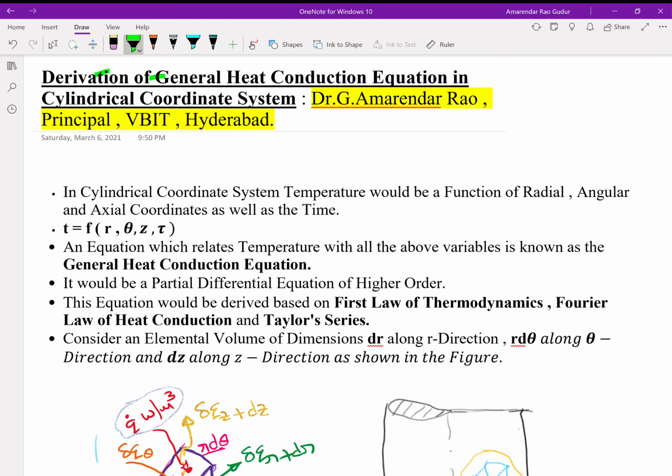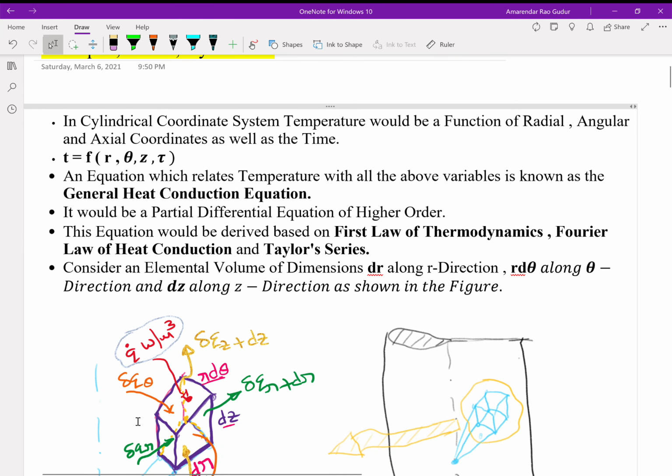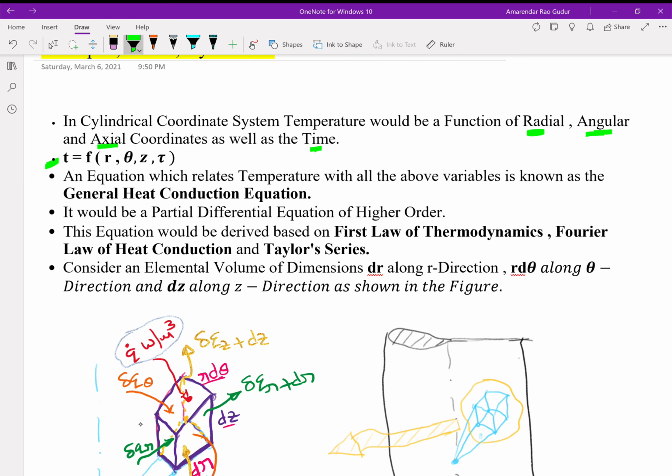As you are aware, in cylindrical coordinate system, the temperature would be a function of radial, angular and axial coordinates as well as the time. Mathematically speaking, temperature would be a function of r, theta, z and tau. An equation which relates temperature with all the above variables is known as the general heat conduction equation.